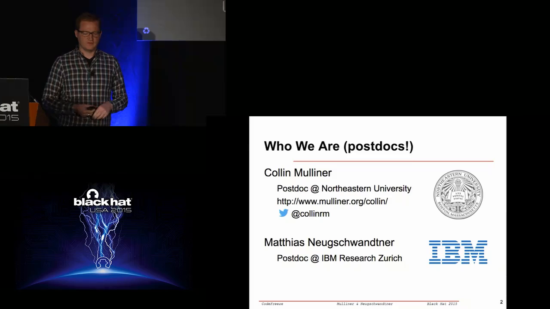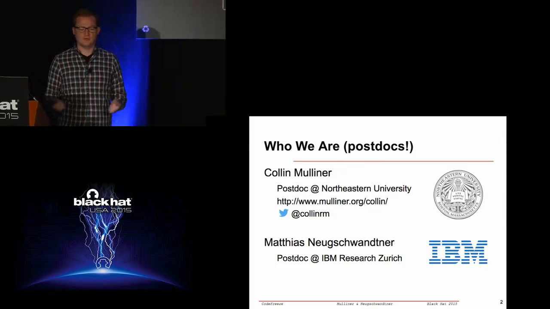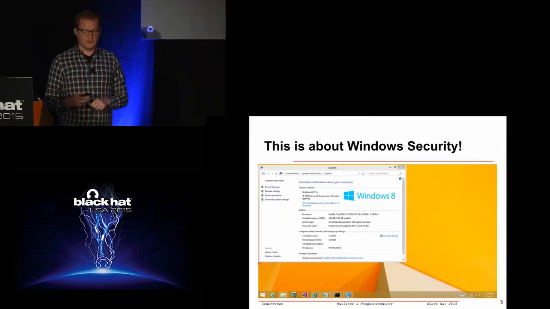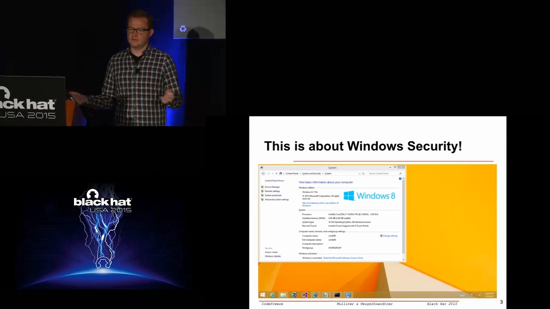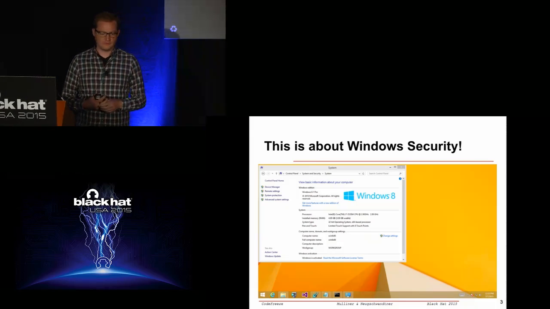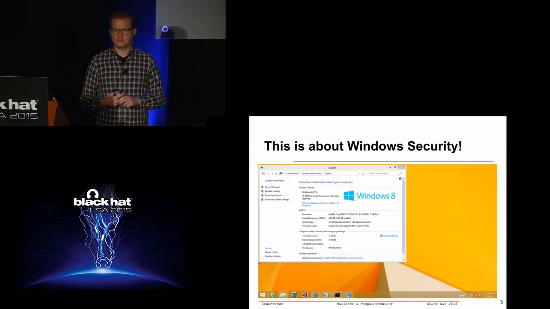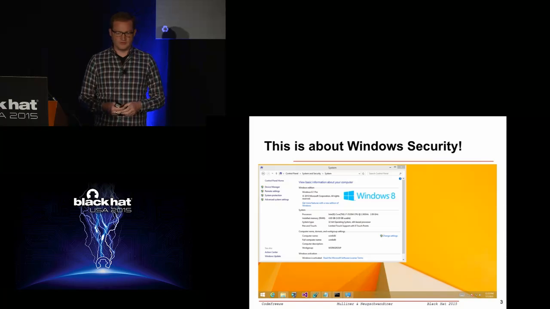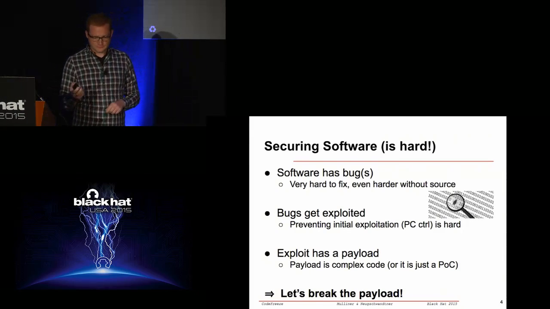My name is Collin Mulliner and this is Matthias Neugschwandtner. We are both postdocs. I'm at a university in Boston and Matthias is at IBM Research in Zurich. We're going to talk a little bit about Windows security, but this talk is obviously a defense talk. We have been working in mitigation research for the last couple of years and did various things for mobile devices and for Windows. Today we're going to see what we did for Windows.